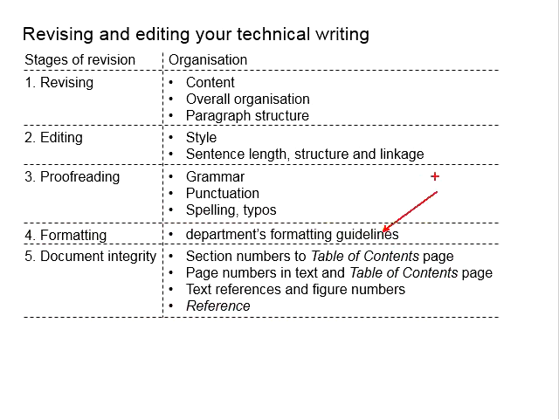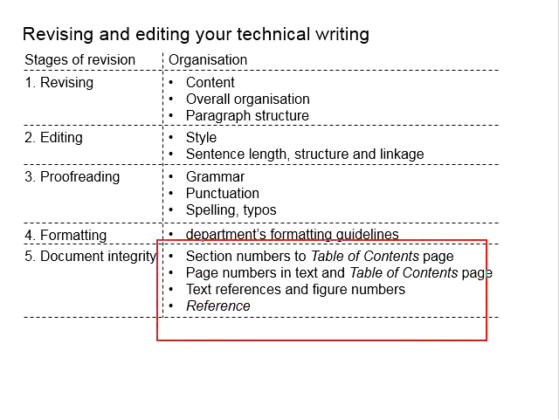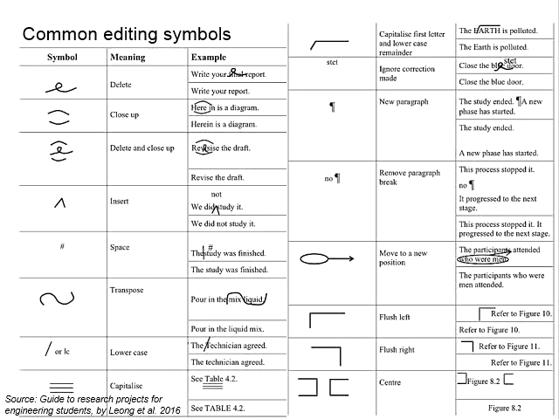Following the guideline of the department, this should be quite fast as you get familiar with the formatting requirements. The rest is actually the repetition of the requirements. Lastly, it will be the document integrity. You make sure everything is in line, traceable, and the number of pages is in line with the table of contents. Next, we look into the common editing symbols.